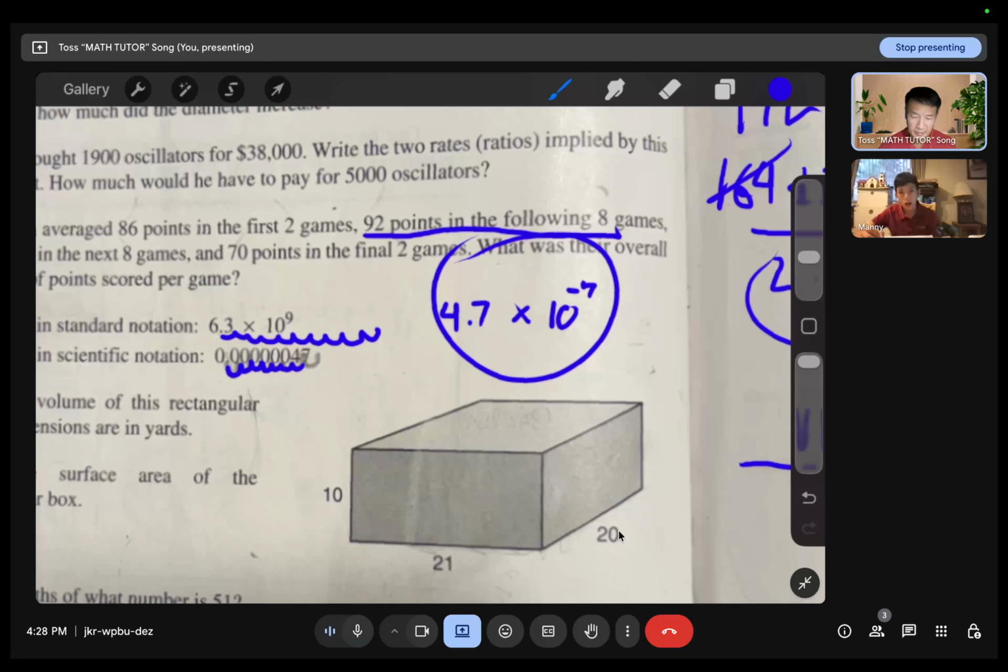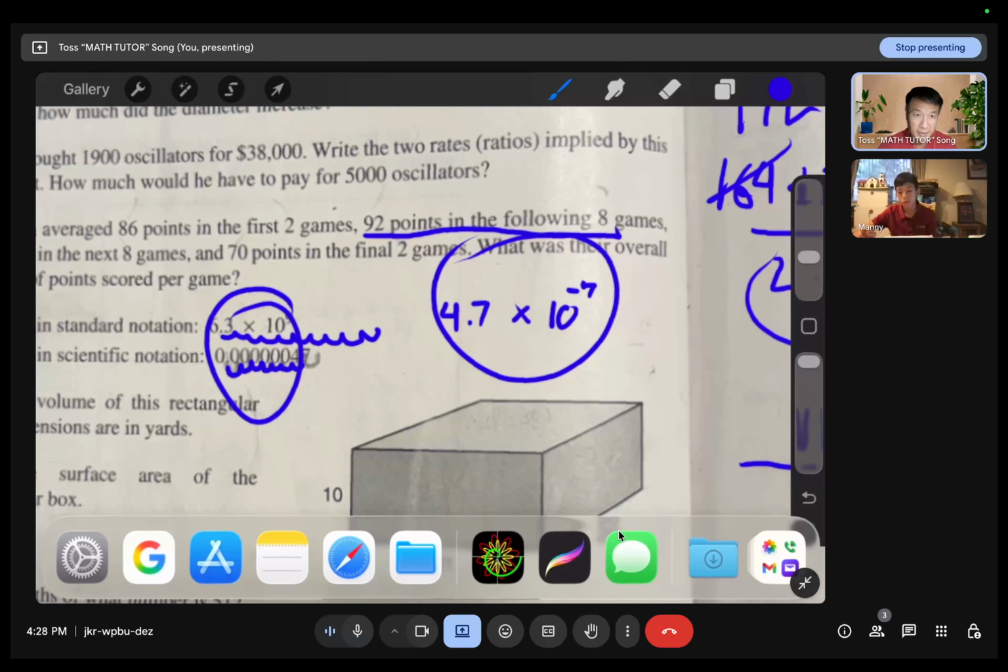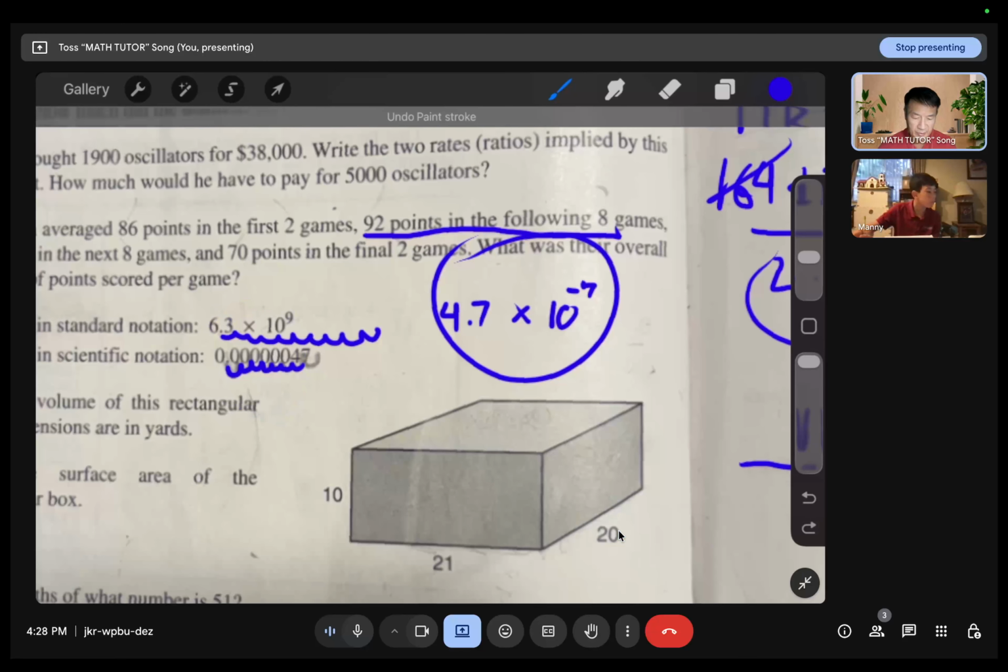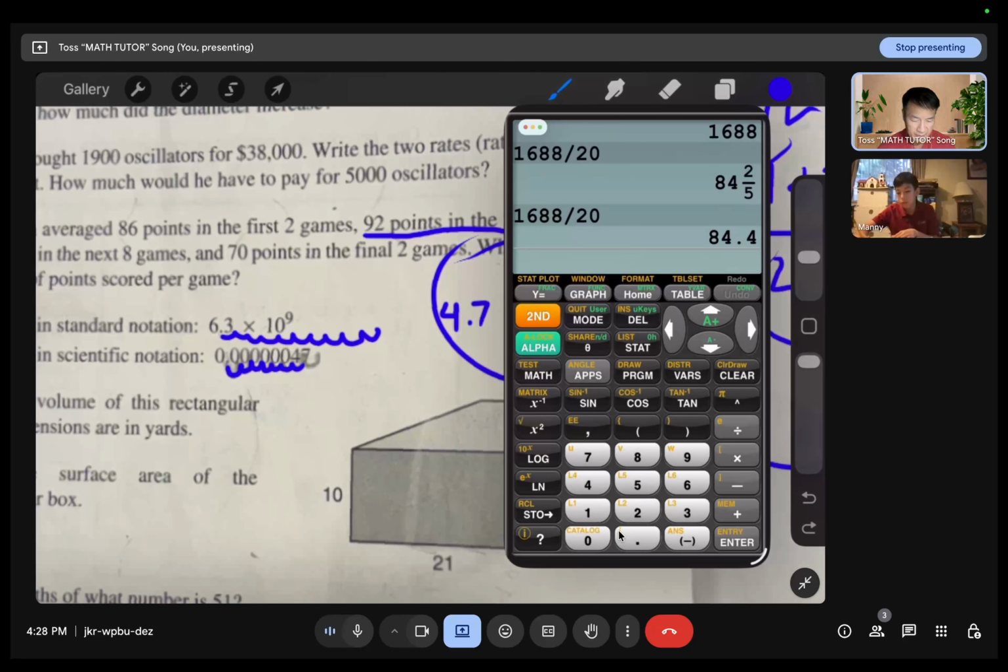If I punch that in the calculator, let's have a look. It should be the original number here, right? Okay, I know it's been a week, dude. Let's take a look. So 4.7 times 10 to the negative 7. I hope this calculator works.